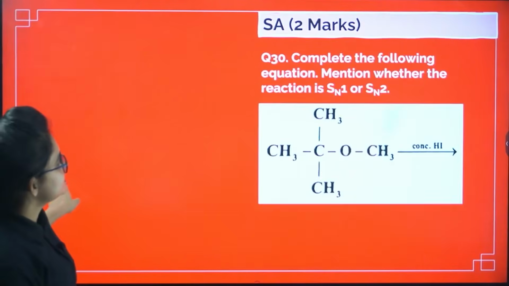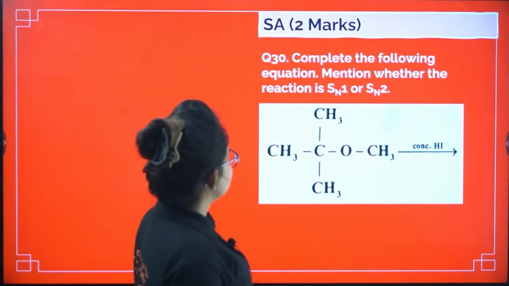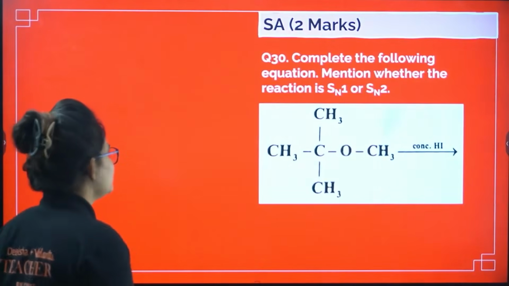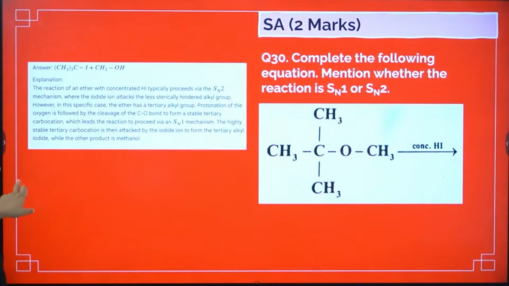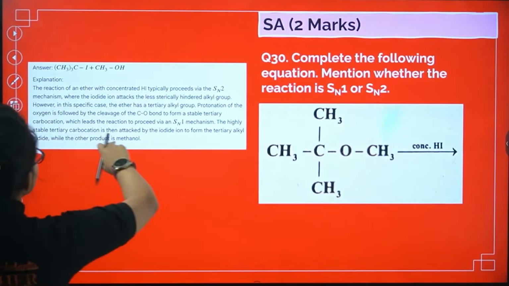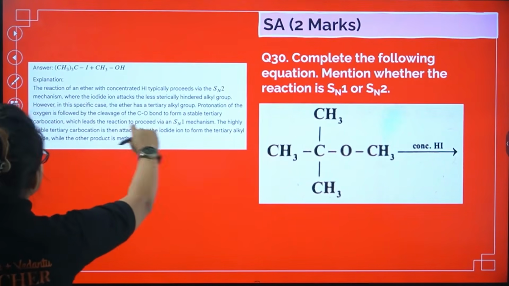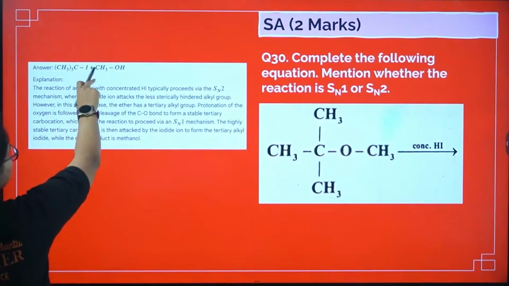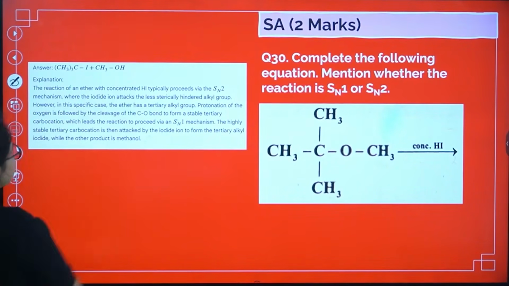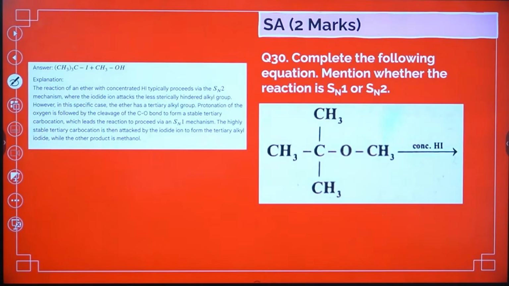Let's proceed. Complete the following reaction. Mention whether the reaction is SN1 or SN2. Here you can see the reaction is basically SN1 mechanism. Let me just mark the thing for you. If you just treat that with HI, you will get (CH3)3CI and CH3OH. And here you can see the reaction of ether with concentrated HI usually proceeds through SN2 mechanism.